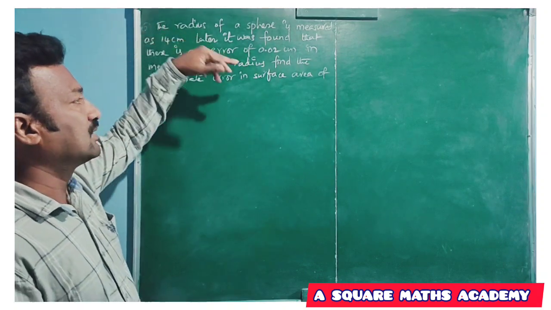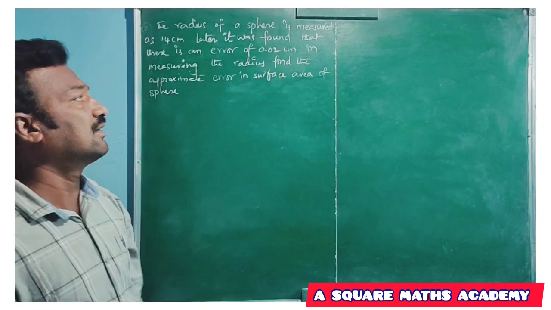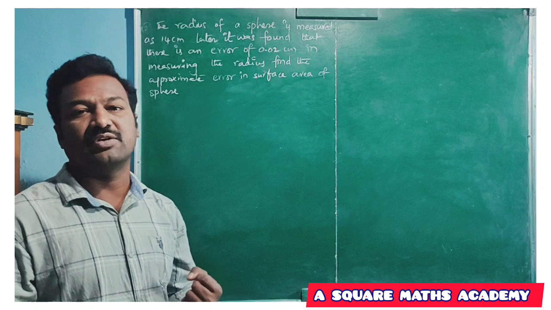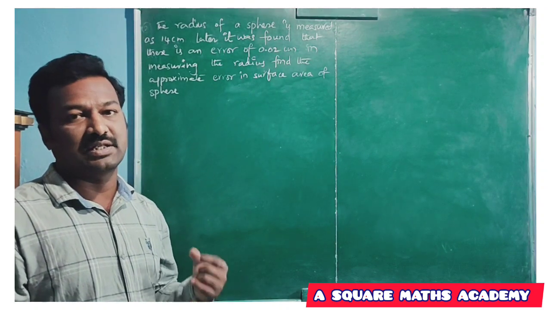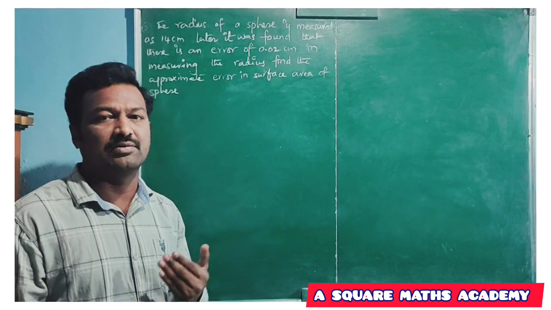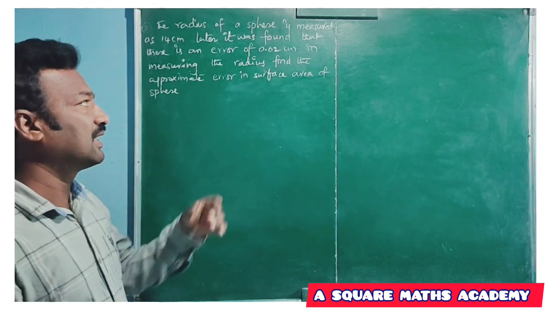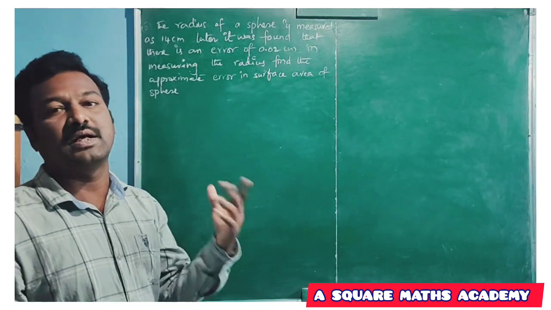Measuring the radius, find the approximate error in the surface area of the sphere. So we find the surface area of the sphere here. We know the formula actually: A equals 4 pi r square. And the surface area of a sphere is nothing but 4 pi r square.